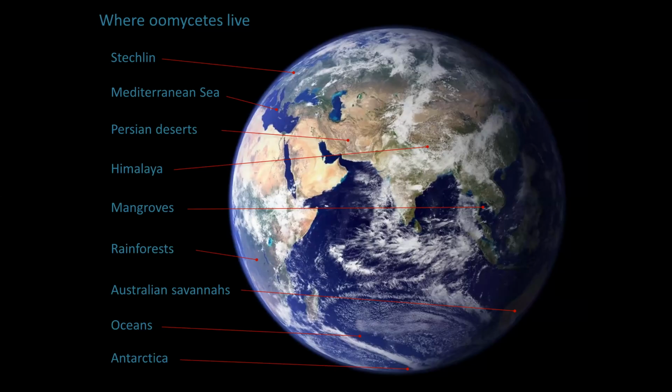So where can you find Oomycetes? Actually, Oomycetes can be found here in Stechlin, but also in the Mediterranean Sea, in deserts, in the Himalaya, in mangroves, in rainforests, savannas, oceans, and also in the Arctic. So Oomycetes can be found pretty much everywhere.